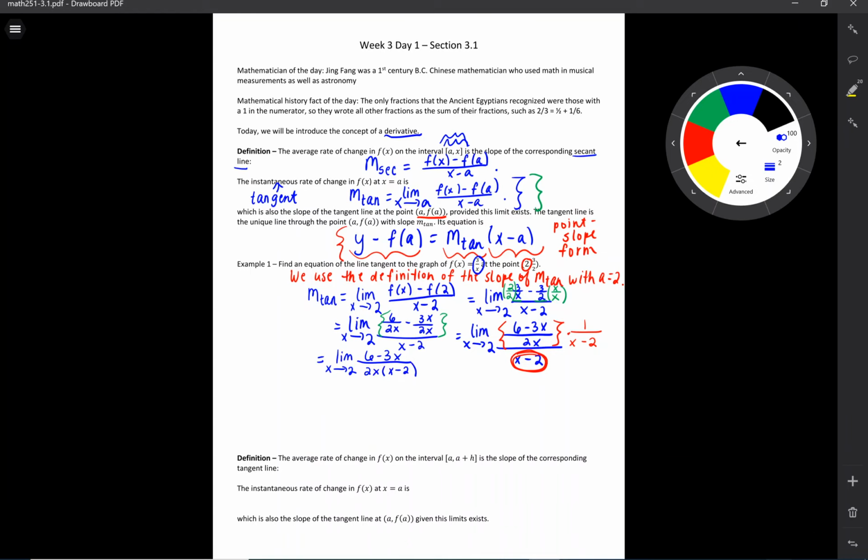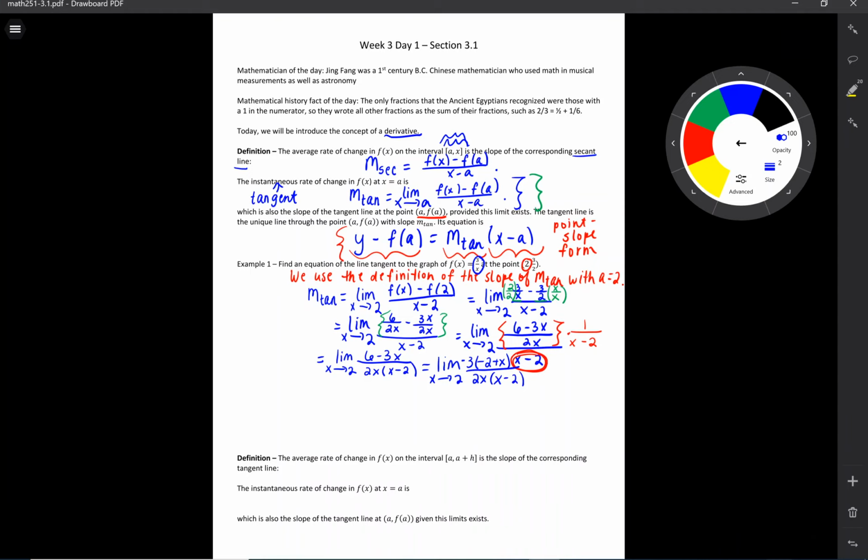Now I still can't plug in x equals 2. It still makes my denominator equal to 0. But is there something that I can factor out of the top? Well, I can factor out a 3 from each term on the top. Let's see what happens when I do that. So I have the limit as x goes to 2. Actually, you know what, let's factor out a negative 3. When I factor out a negative 3, I get negative 3 times negative 2 plus x over 2x times x minus 2.